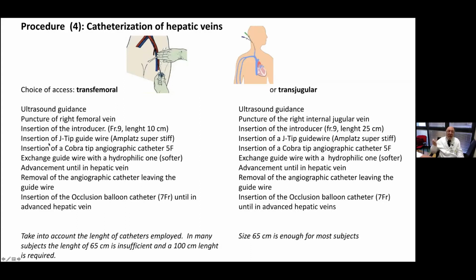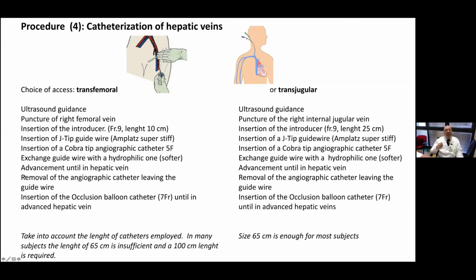Then through the introducer, we insert a J-tip guide wire, and over it, a Cobra tip angiographic catheter that is 5 French size. And with this, we arrive in the hepatic vein, at the beginning of the intrahepatic vein. At this time, it is suggested to exchange the guide wire with a softer one, and the hydrophilic one is preferred to go inside the liver, in the hepatic veins. And so we exchange the guide wire with a hydrophilic one and advance it in the hepatic vein, in the place where we think we have to make the measurement.